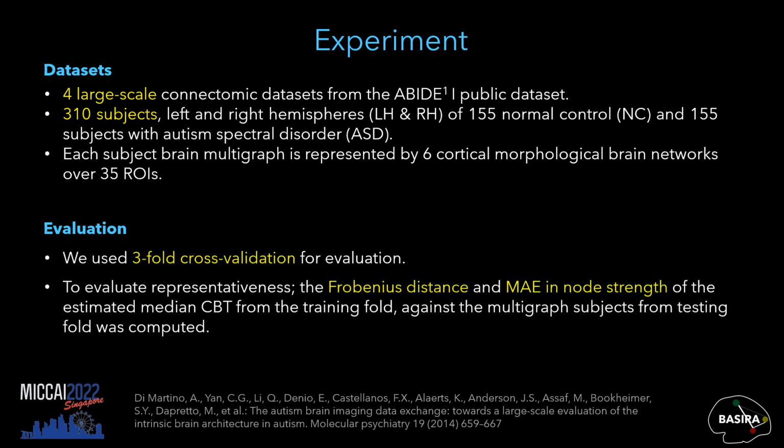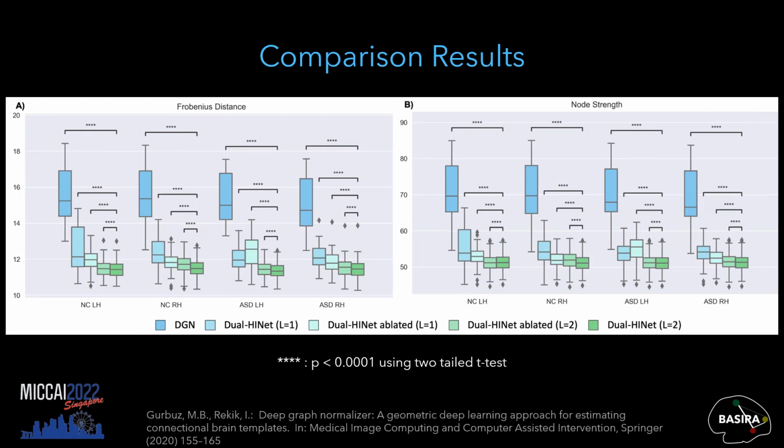To evaluate centeredness and topological soundness, the Frobenius distance and mean absolute error in node strength of the estimated median CBT against the population of multigraphs was computed. There were 4 variants of our model, 2 ablated versions, where the node-level based block was removed, each model having 1 and 2 number of clustering layers. All models were trained for 150 epochs. Every variant of our model statistically significantly outperformed the state-of-the-art DGN on all 4 datasets.